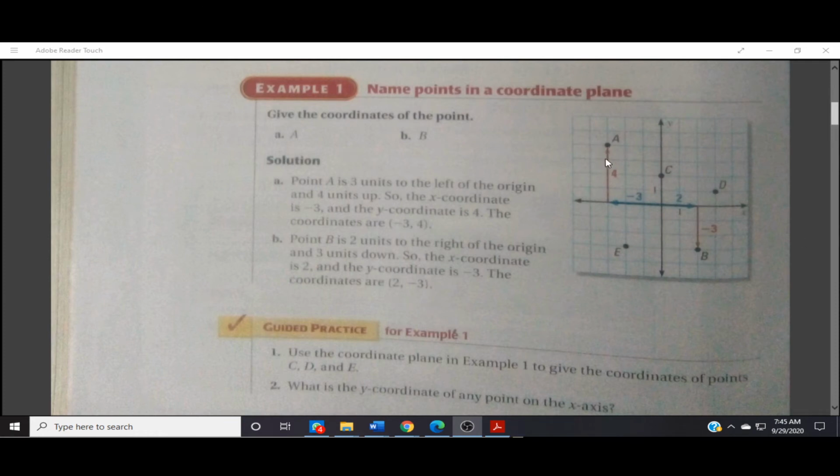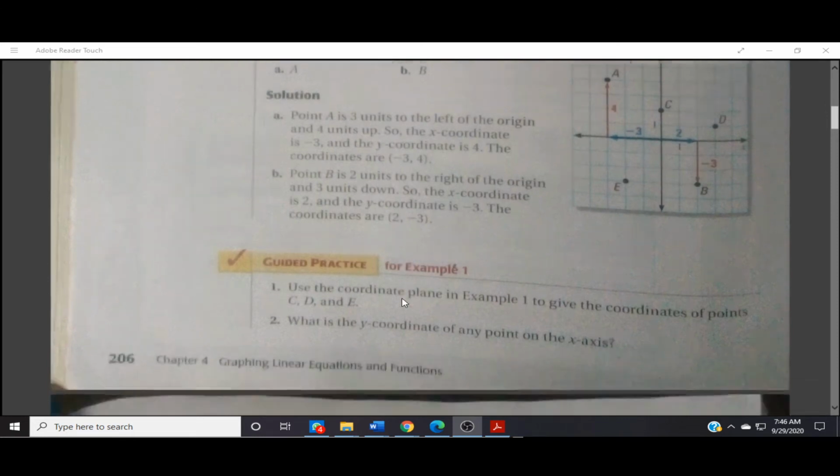Now, what quadrant is A in? Well, that would be not quadrant 1, but quadrant 2. So A is in quadrant 2, and it's at the point negative 3, 4. Okay, what about B? B is in quadrant 4, because 1, 2, 3, 4. And this is 2, negative 3, right there.